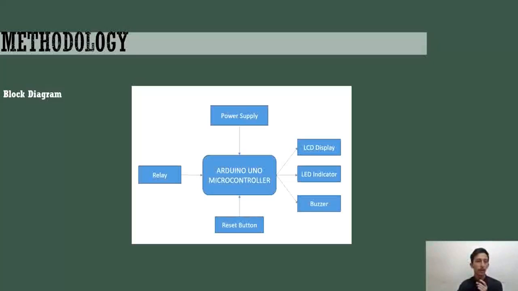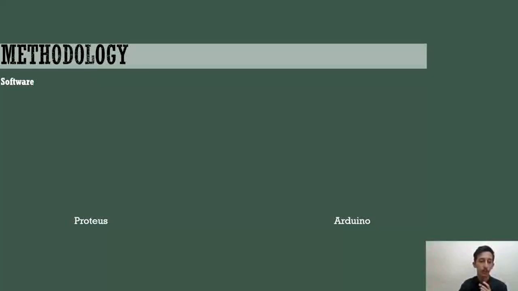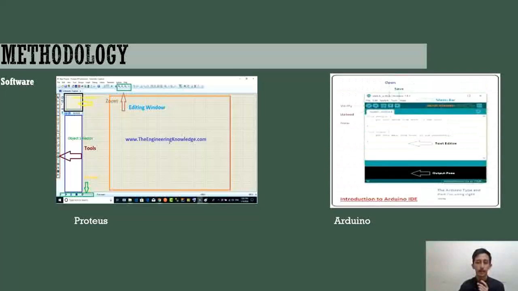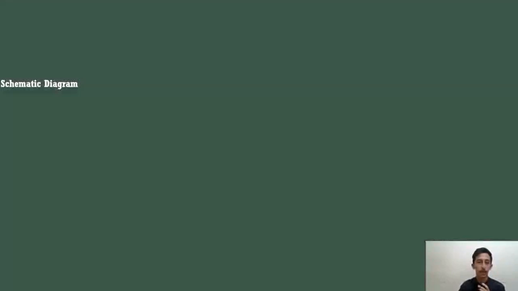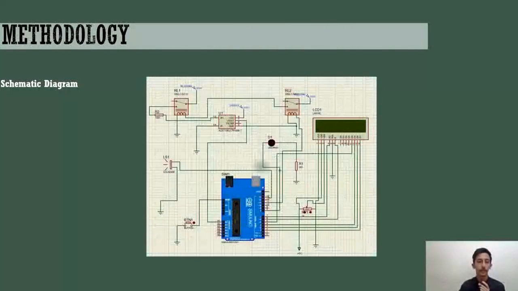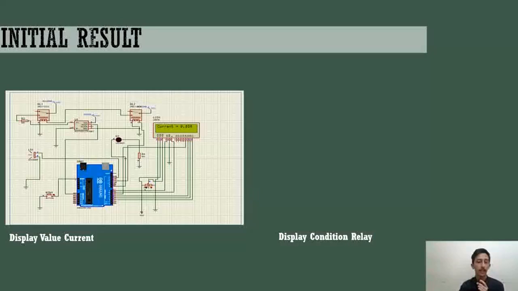Now the software. First, I use Proteus to construct my circuit, and then Arduino IDE to write the coding. This is the schematic diagram, my circuit constructed in Proteus. This is the initial result. It shows the value of current, and then it shows the condition of relay.